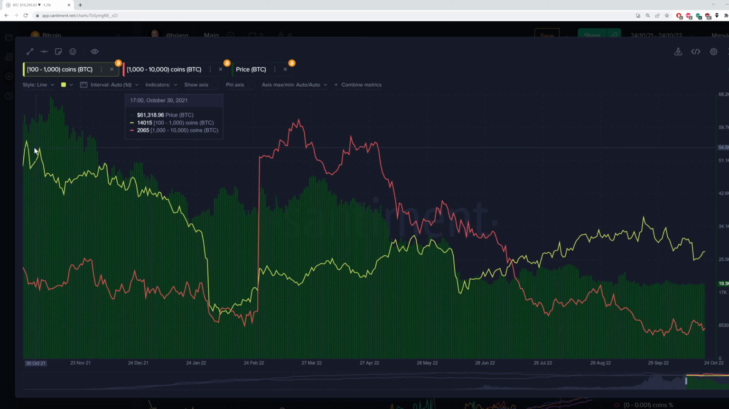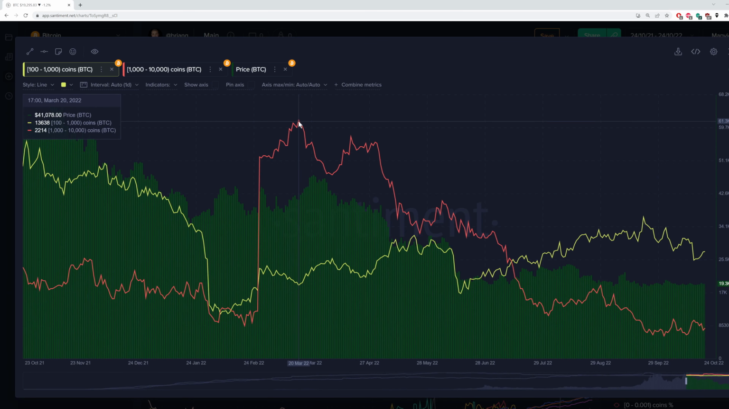We see that the 100 to 1,000 Bitcoin addresses moved way down along with the 1,000 to 10,000 Bitcoin addresses as markets were sliding after the all-time, even before the all-time high. They were already starting to take profit, and there are less and less of these whale addresses in existence. Then all of a sudden we see this huge spike in Bitcoin addresses of the 1,000 to 10,000 variety, and suddenly price actually follows and moves up a little bit.